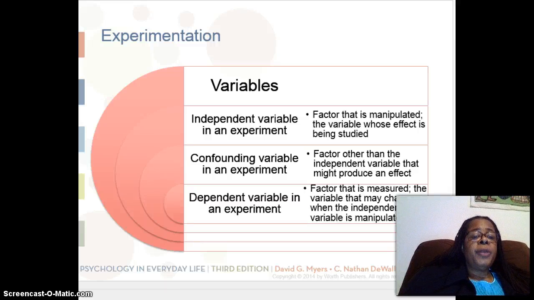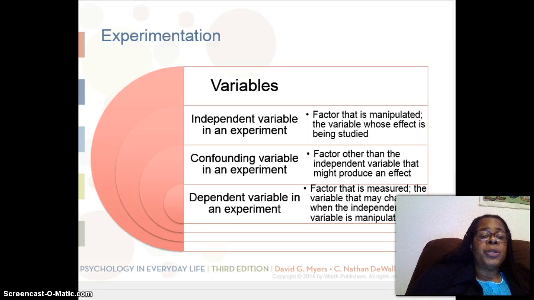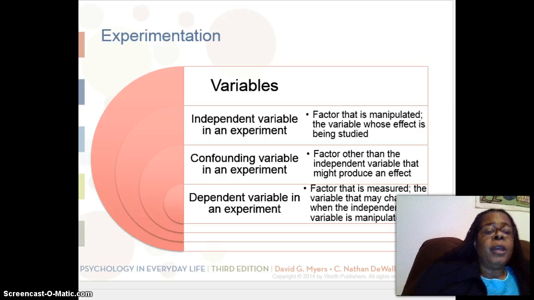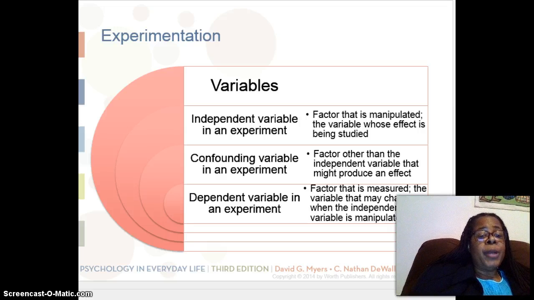There are three types of variables that are involved in an experiment. There is, of course, the variable that gets manipulated, the independent variable. There are confounding variables. Those are those variables that the researcher may not have thought of as being present and competing for the explanation with the independent variable. And then there's the dependent variable, and this is the factor that's measured.